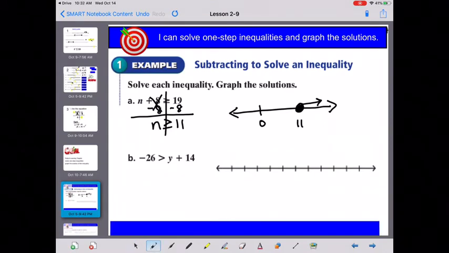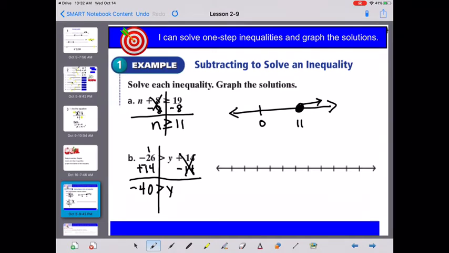Now this one. Draw a line down the inequality. That's the first step. The second step is to get or isolate my variable. I notice that my variable is on the right, so I'm going to start on the right. Y is adding 14. The inverse of addition is subtraction. I keep the sign. -26 plus -14. I know when my signs are the same, I add the 2 numbers and I keep the sign negative.